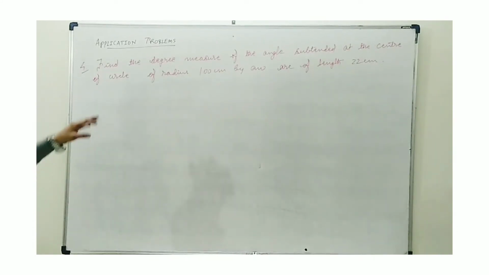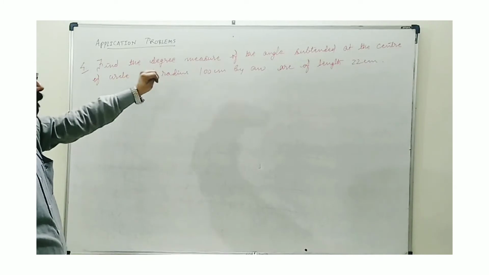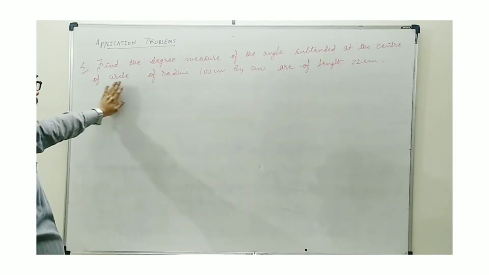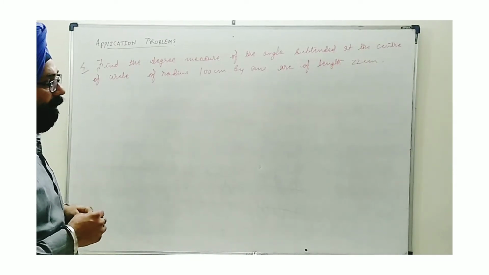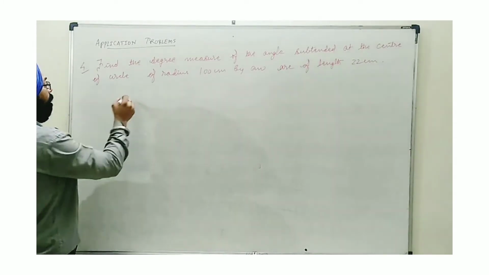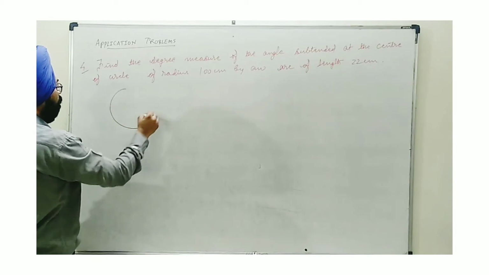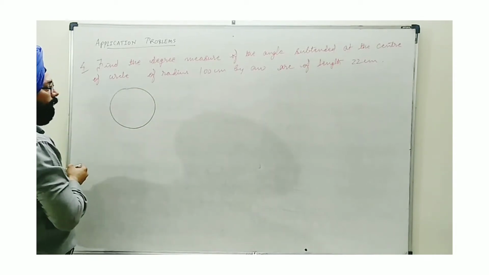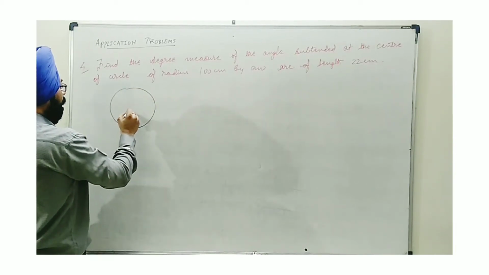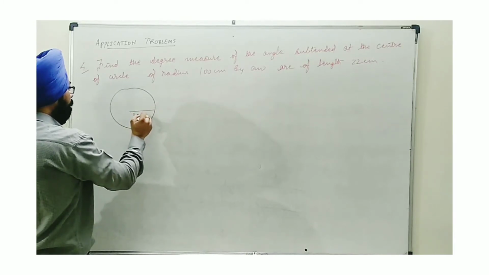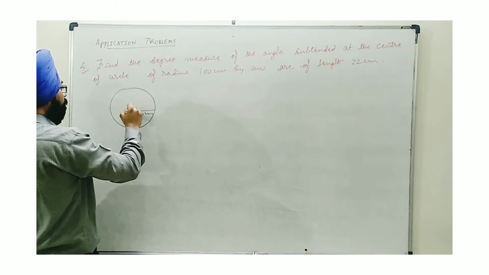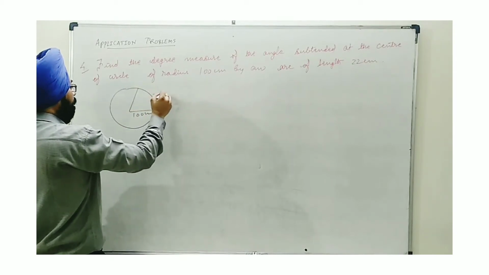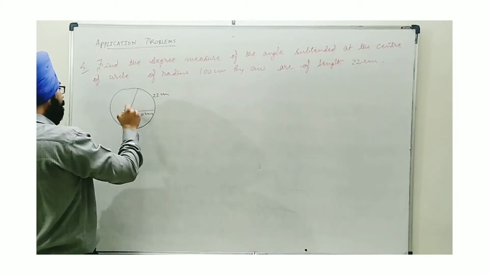Now this question, next fourth we have taken. Find a degree measure of the angle subtended at the center of a circle of radius 100 cm by an arc of length 22 cm. The concept is about a circle where you are given the radius as 100 cm, and we are told that there is an arc of length 22 cm which subtends an angle at the center.